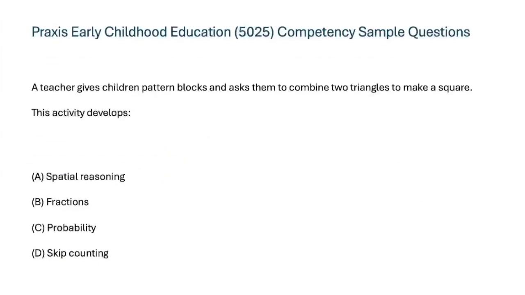A teacher gives children pattern blocks and asks them to combine 2 triangles to make a square. This activity develops A, spatial reasoning, B, fractions, C, probability, or D, skip counting.